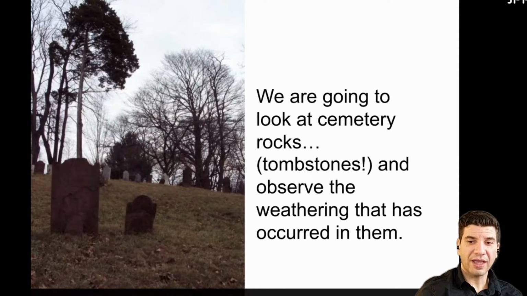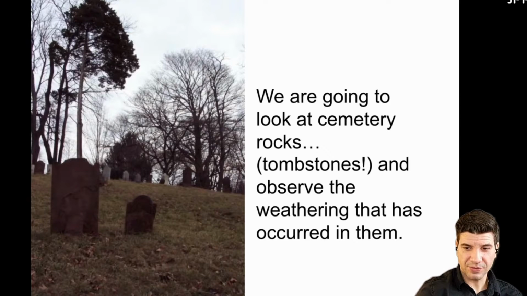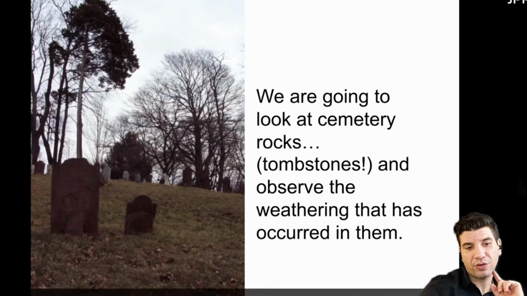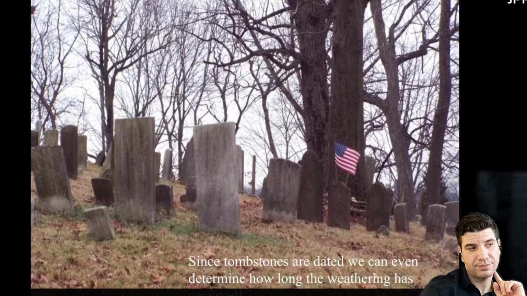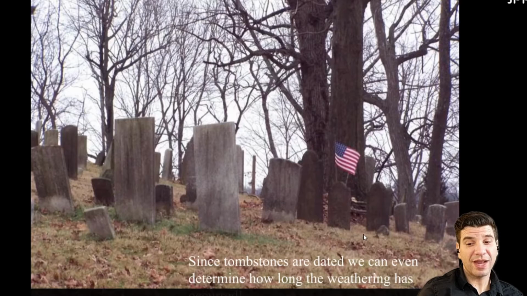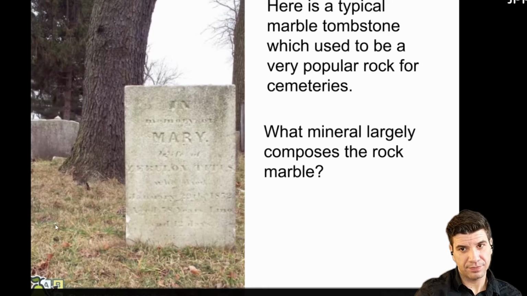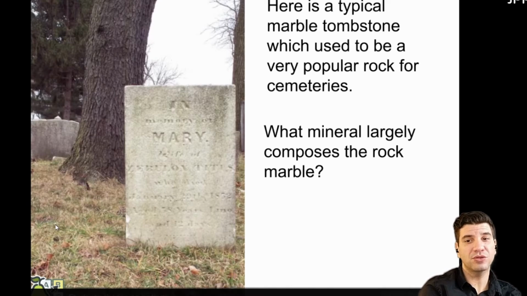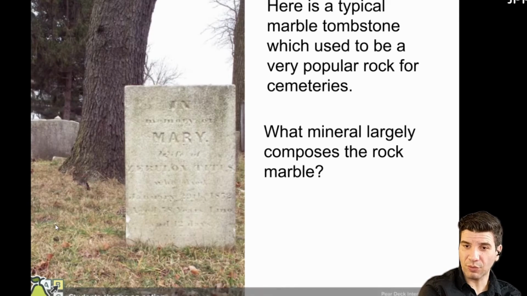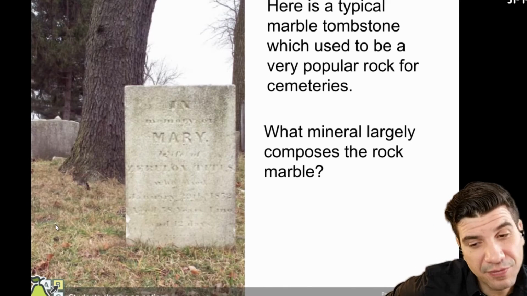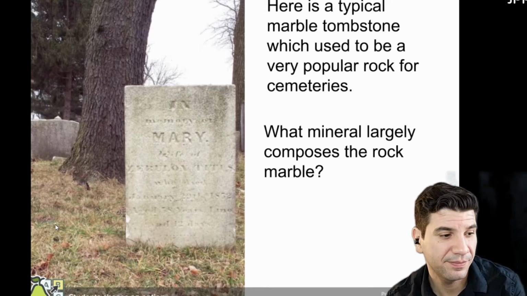So we're going to look at cemetery rocks, tombstones, and we're going to observe the weathering that has occurred in them. Since tombstones are dated, we can even determine how long the weathering has been occurring. Here is a typical marble tombstone, which used to be a very popular rock for cemeteries. What mineral largely composes marble? Now, if you didn't memorize this one, that's okay. Earth Science Reference Table, page 7 is there to help.